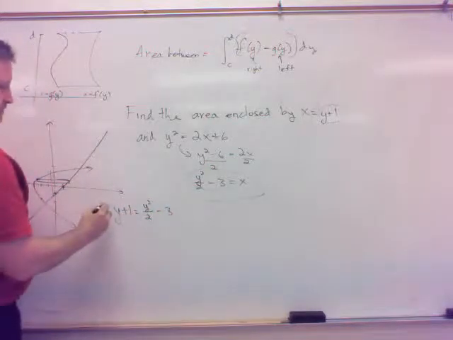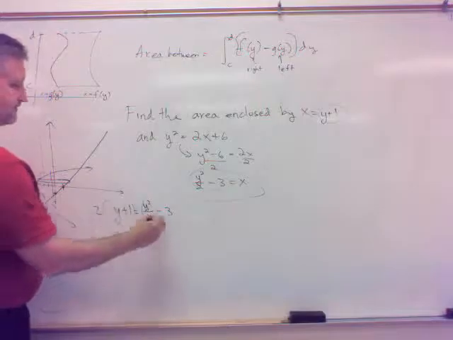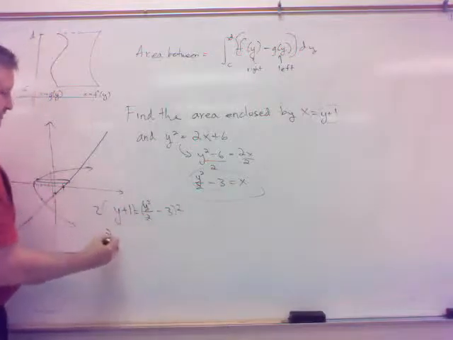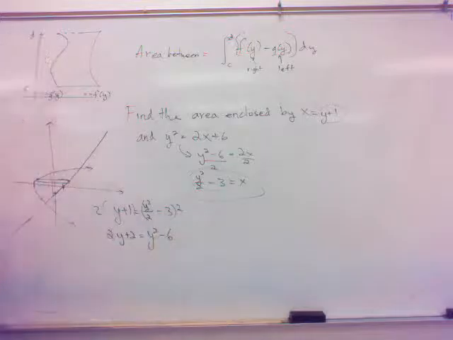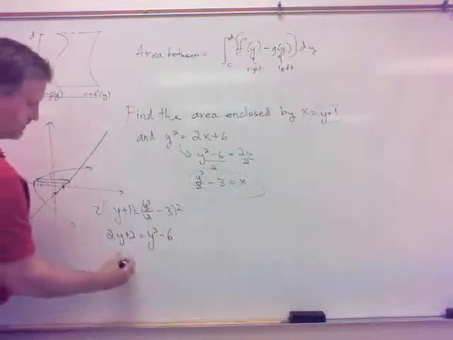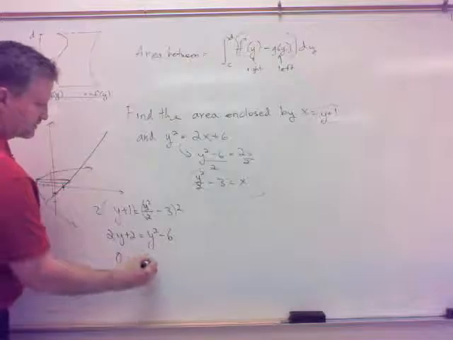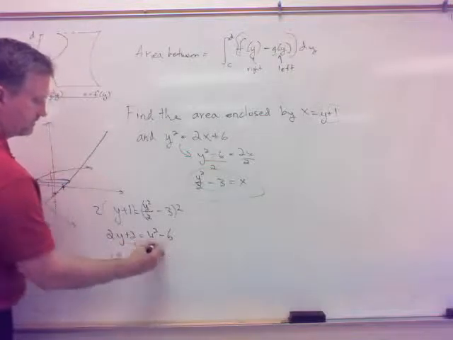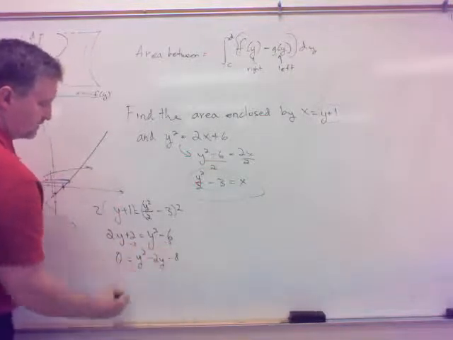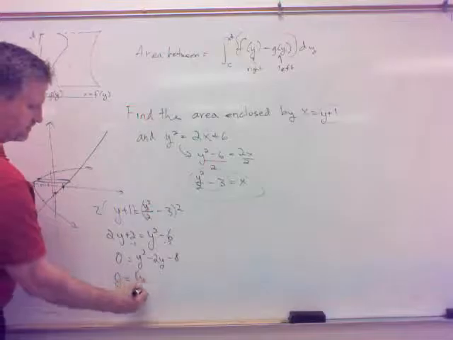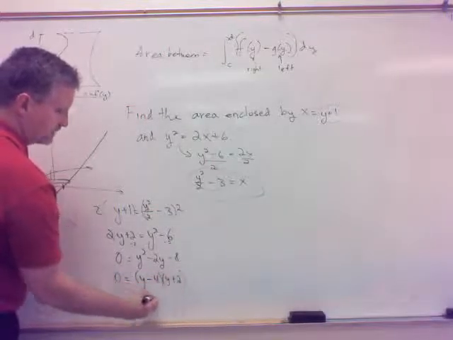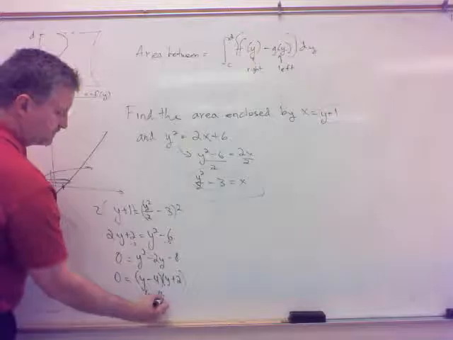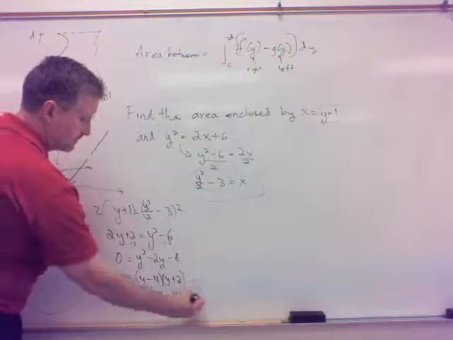I'm going to multiply everything by 2 to get rid of that denominator 2. So it'll be 2y plus 2 equals y squared minus 6. Set this to 0, so I'd subtract 2y, so I have y squared minus 2y, and then subtract 2, I have minus 8. So the y values are going to be y minus 4 and y plus 2, positive 4, negative 2. Everybody with me on that?